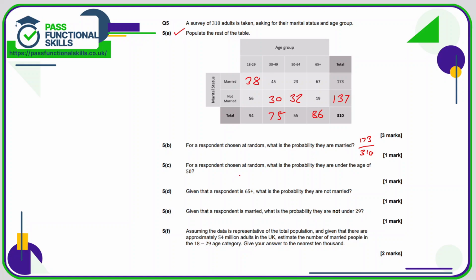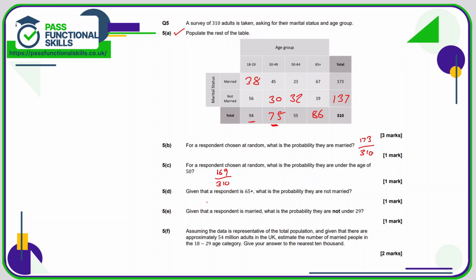For a respondent chosen at random, what is the probability that they are under the age of 50? So of the 310, which is the total, how many under 50s are there? Okay, under the age of 50, that is the 75 that are 30 to 49, but also the 94 that are between 18 to 29. So 94 plus 75 is 169. So that is a total of 169 over 310. It's worth checking if a fraction can be simplified, but this fraction cannot be simplified.